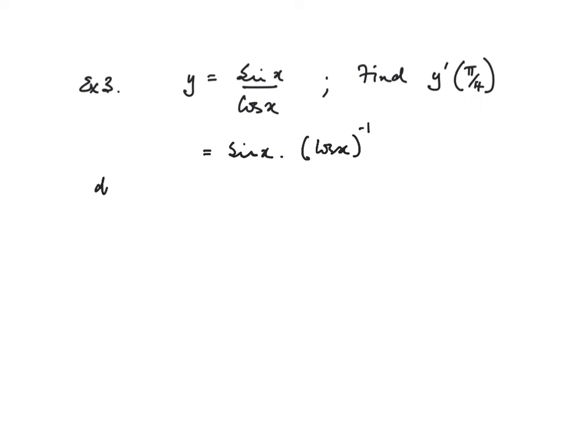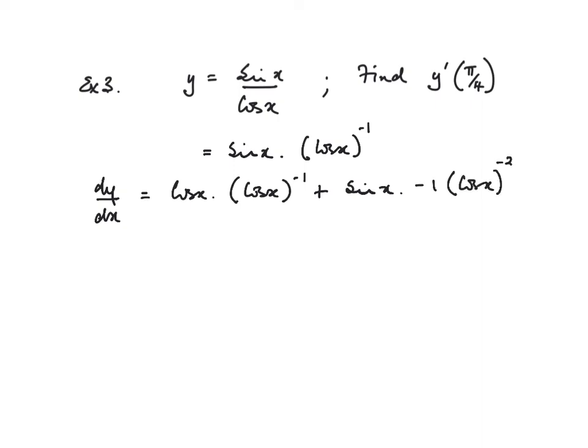So we'll proceed, differentiate the first, leave the second, leave the first, differentiate the second. If we differentiate cos x to the power of minus 1, we bring down the power, we write the bracket unchanged, reduce the power by 1, multiply by the derivative of the bracket. If we differentiate cos x, we get minus sine x.